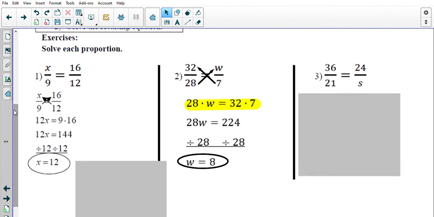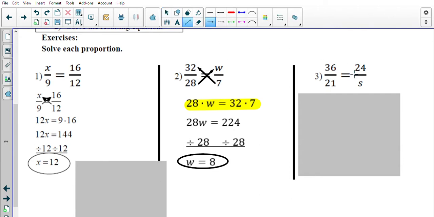Now I know some of you might have been able to look at this and think, well, I know 7 times 4 is 28, and I know that if something times 4 has to equal 32, that w needs to be 8. Keep in mind, that works great for this problem, but there may be other problems where those numbers aren't as compatible, and we might not be able to do it mentally. So that's why I show you this strategy.